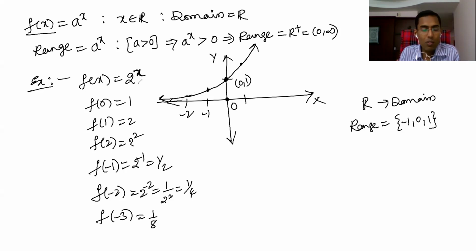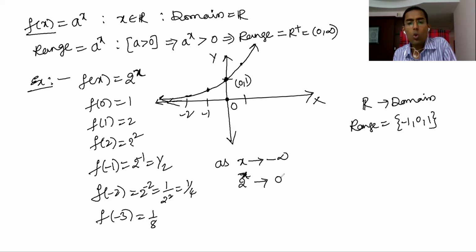2 power x can never be 0. Whatever you take, it's going to be very, very small, very close. As x tends to minus infinity, x is coming close to minus infinity, 2 power x tends to 0. It comes close to 0. That's the reason it is like this. But it can never be 0.